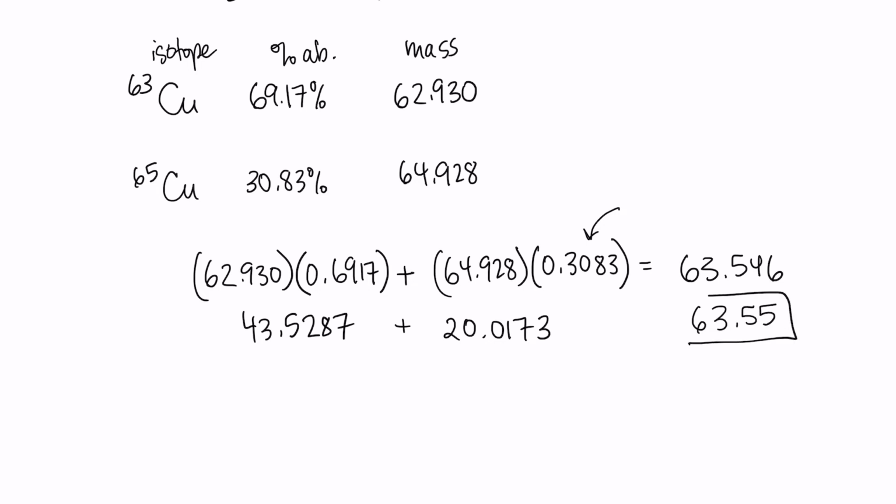And indeed, 63.55 is probably what you're going to see if you look on the periodic table for copper, as the average atomic mass that takes into account the abundance of the different isotopes of that element. Okay, I want to do one more example, and this is another type of problem that you might encounter, where we're going to know the mass of the isotope, but we're not going to know its abundance. So I'm going to have oxygen 16, oxygen 17, and oxygen 18, 3 isotopes of oxygen.